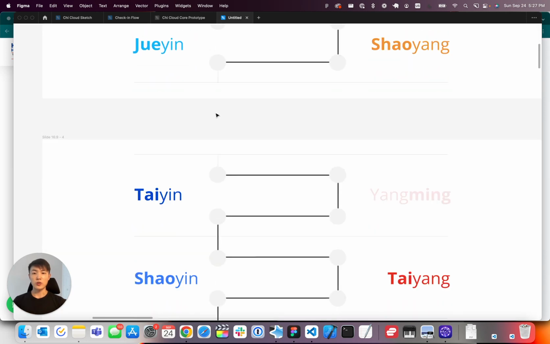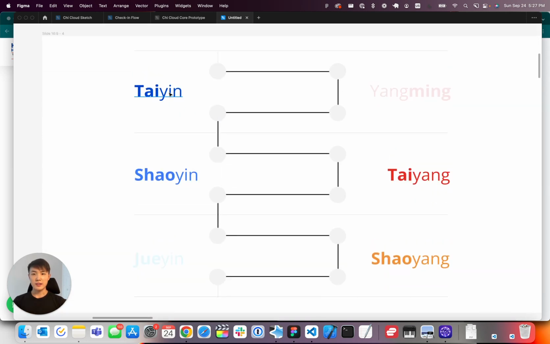And so notice that we have tai yin and shao yin, and tai yang and shao yang. So we know that tai yin and tai yang mean a lot of yin, a lot of yang. Shao yin and shao yang mean a little bit of yin, a little bit of yang, or lesser yin, lesser yang. And so we're first going to just talk about tai yin, tai yang, and shao yang.